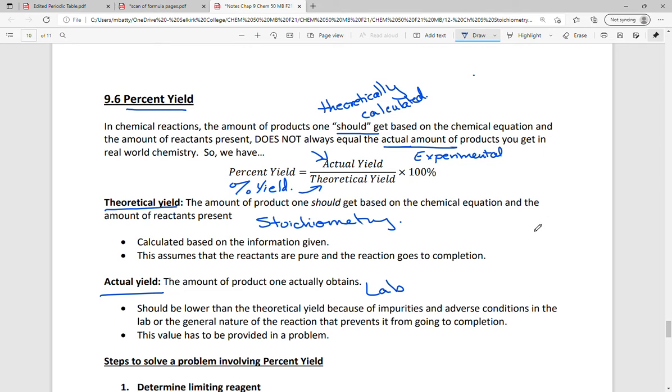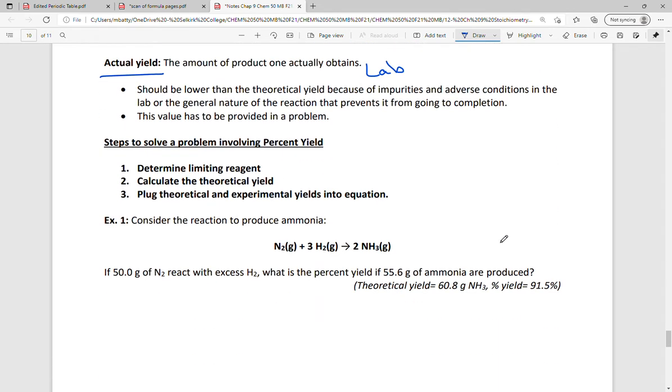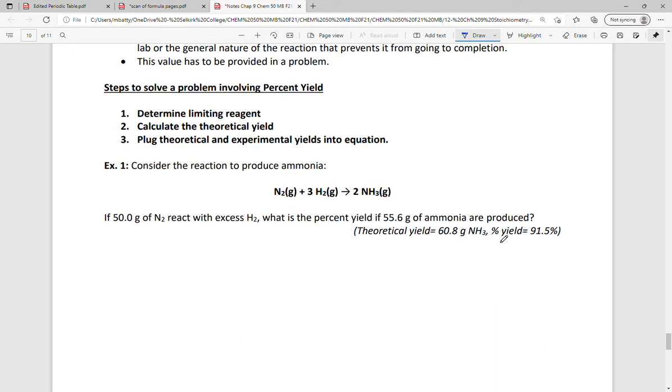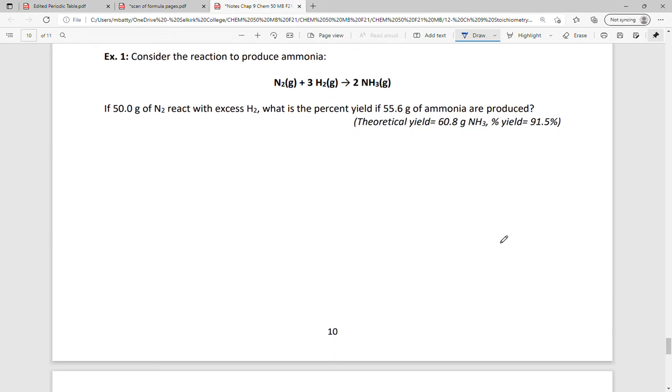So in solving the percent yield problems, it kind of rolls everything in together. So you're going to have to determine the limiting reagent to calculate the theoretical yield and then plug into that percent yield to figure out how well you did. So here we have our first example. So we're back to this example with nitrogen gas reacting with an excess of hydrogen gas. So I don't think this one's going to be a limiting reagent. And it says, what is the percent yield if 55 grams of ammonia are produced?